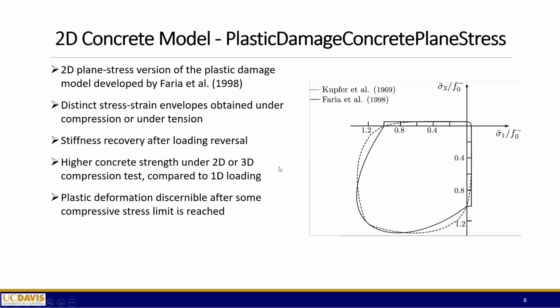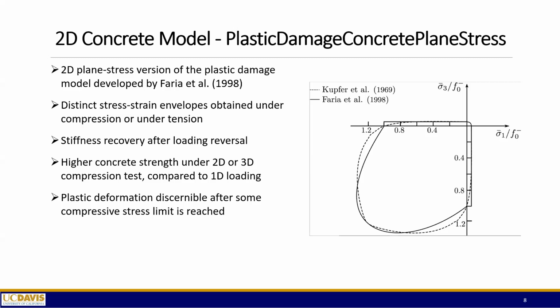Okay. So next, the third material model we have is the 2D version of the concrete plastic damage model that is used for shear walls, plates, and shells. The keyword used in Real Easy is the plastic damage concrete plane stress. So this is the 2D, plane stress version of the plastic damage model developed by Professor Faria and his colleagues in 1998, as mentioned before.